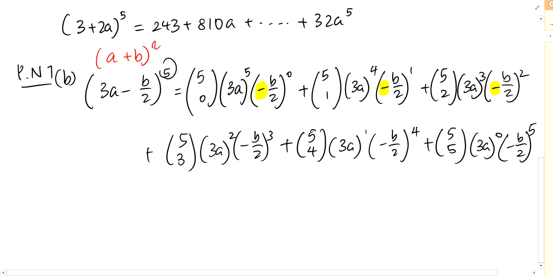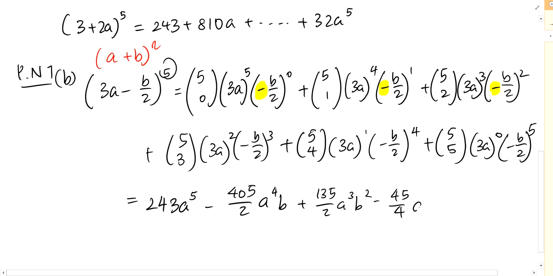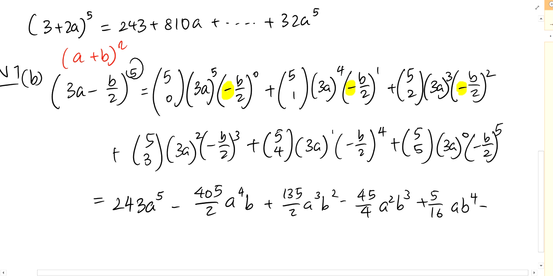Okay? So now, working it out, we will get... Oh, you've worked it out already? 243 a power 5 minus 405 over 2 a power 4. Okay, so this is the answer.